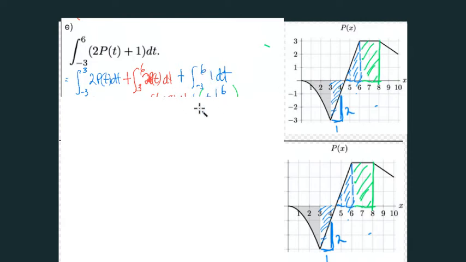And then for this plus 1 part, I've got to have negative 3 all the way to 6 of 1. So remember, that's the line y equals 1. You're just getting the area under the line y equals 1 between negative 3 and 6. We already know the answer to that. What is the area under the line y equals 1 from negative 3 to 6? It's 9. It's a rectangle that's 1 by 9.